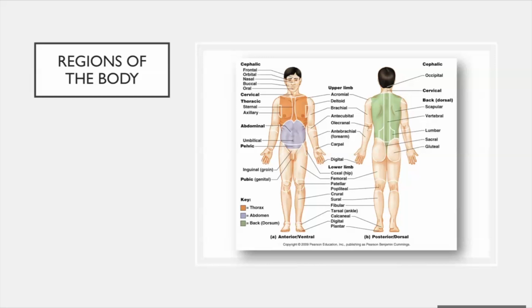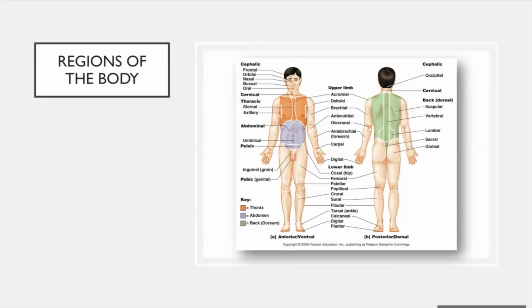The lower limbs: coxal, also known as your hip, femoral, where your femurs are located, patellar, in the kneecap region, popliteal, back of your knee, crural, kind of like the top of your shin, sural, more like your calf, fibular, where your fibula is located, tarsal, known as your ankle, calcaneal, your heel, digital, your toes, and plantar, which is the bottom of your foot, right?